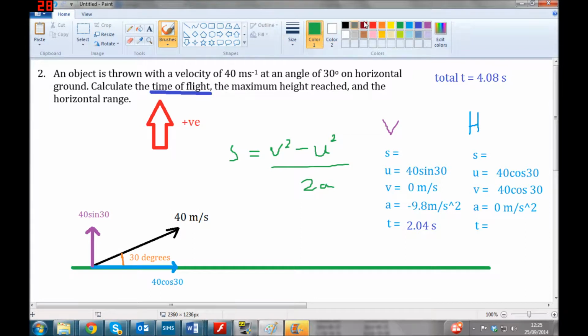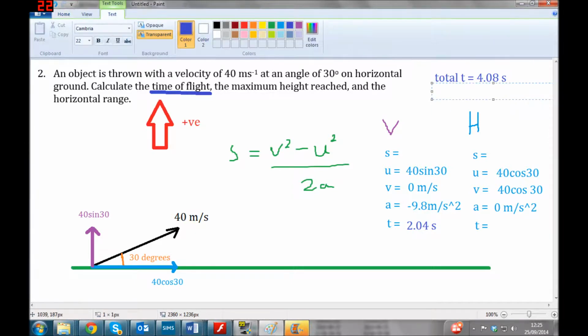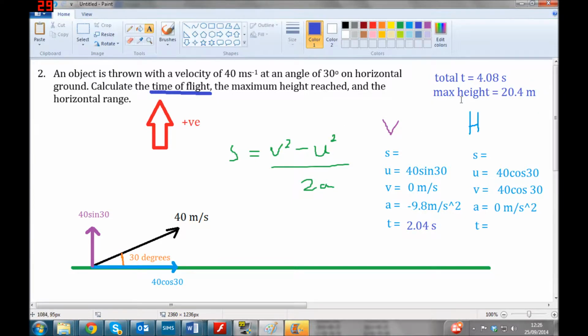So my answer there, let's bring it up here. Max height equals 20.4 meters. Not too bad. Again, the negative signs cancelled, and that's good because I want a positive displacement because it's the maximum height. So finally now we get the horizontal range. Let's just highlight this one to say that we got it. Cool. And then the horizontal range.